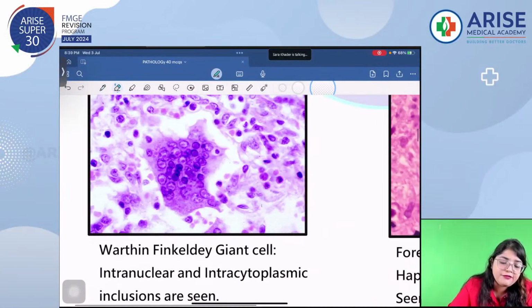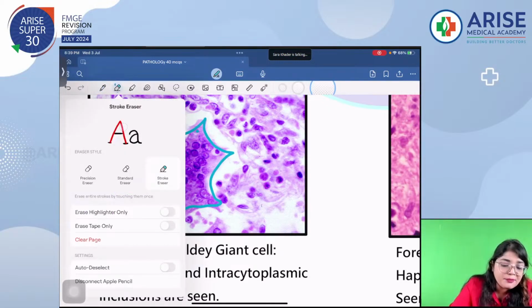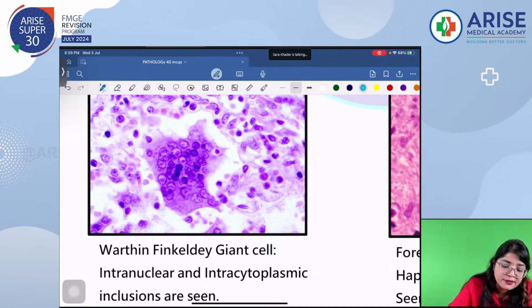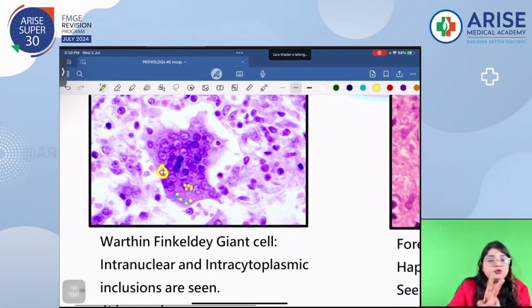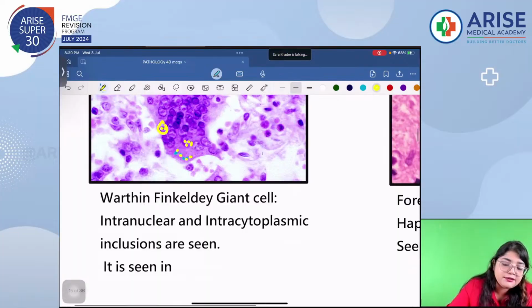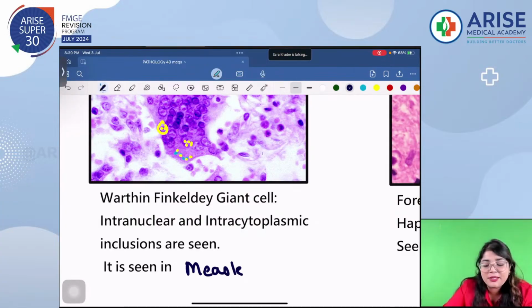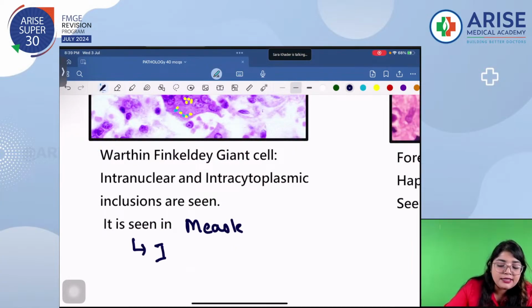What about this very, very famous giant cell? Very famous giant cell has come in the exam so many times. So this is actually your Warthin-Finkeldey giant cell. Remember, it has both intracytoplasmic bodies, you can see here, as well as intranuclear inclusions. So both the inclusions are seen. Where is it seen? It is seen in measles. And if you remember the incubation period of measles, it is 10-14 days, right?